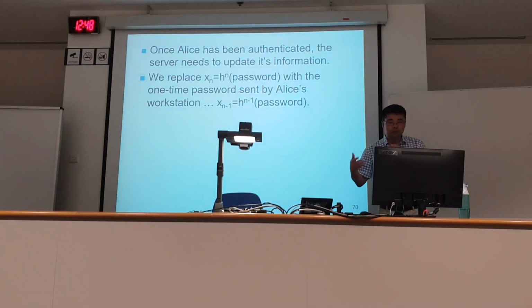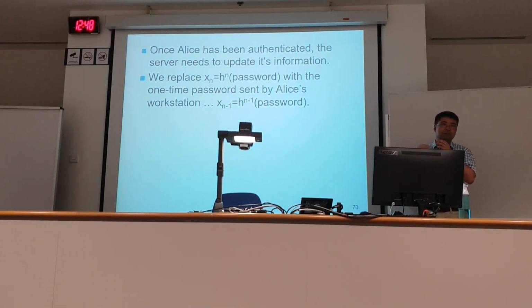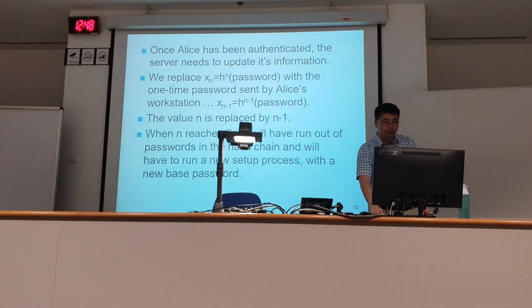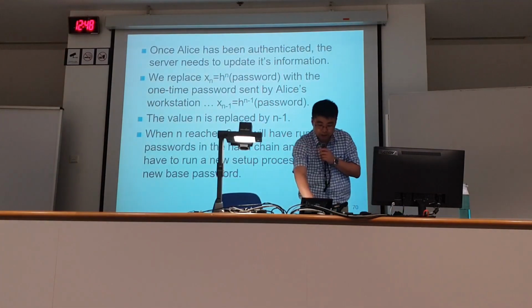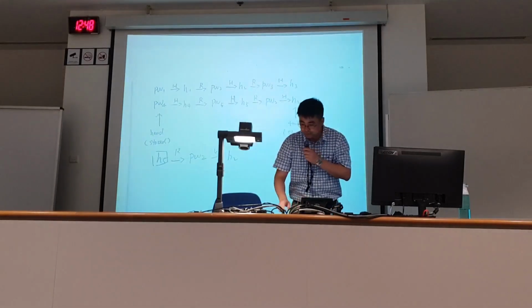Next time the user wants to log in, the user needs to supply the n-2 hash. But the user actually doesn't need to store all those hash values. The user only needs to store the initial one, because it can produce all the remaining hash values by using the hash chain. Right? So you can repeat this process until you use up all the one-time passwords. Maybe I can also draw a simple picture to illustrate this idea.